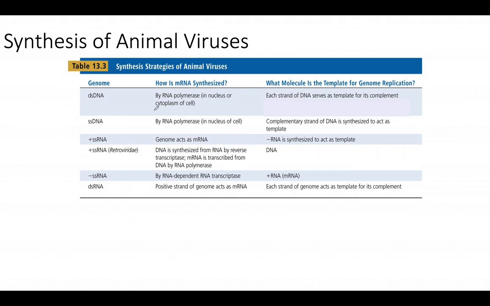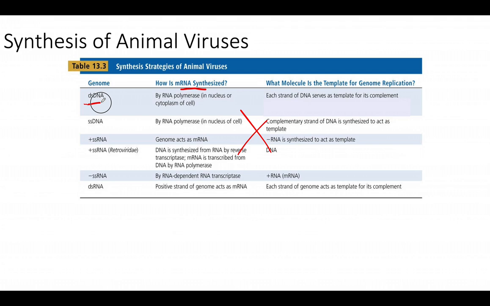As I mentioned, there are a variety of different ways to solve these two major hurdles that any virus has to overcome. How is mRNA going to be synthesized to make proteins? And what's the template that's used to make more viral nucleic acid? You don't have to memorize this. Really, what I just want you to realize is that there are different solutions for different groups of viruses.